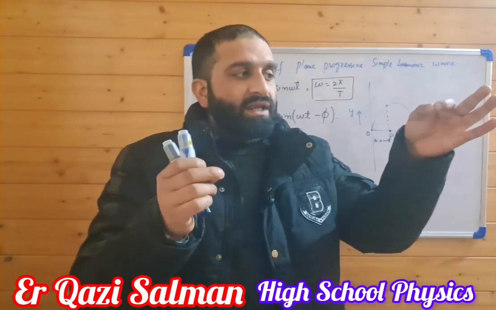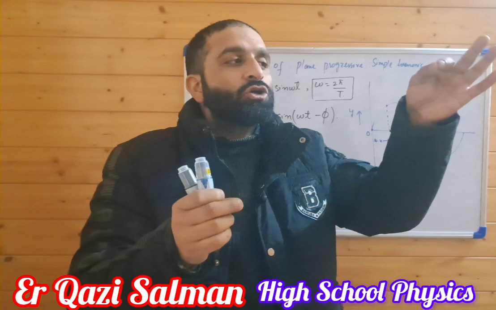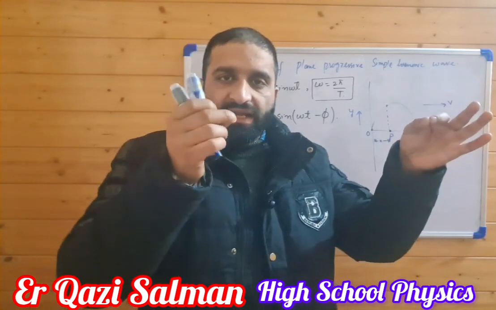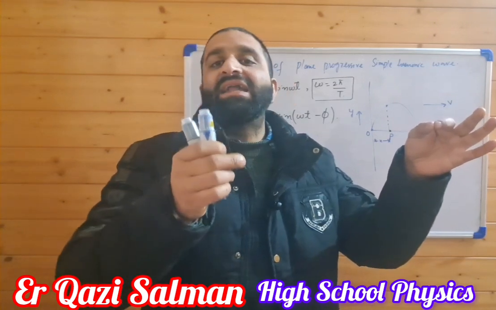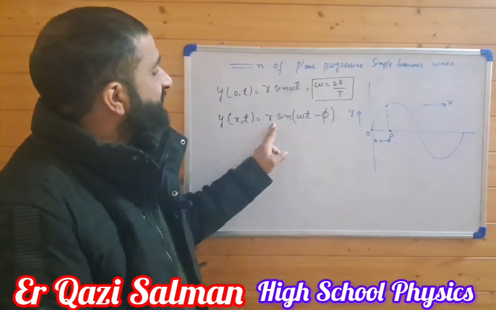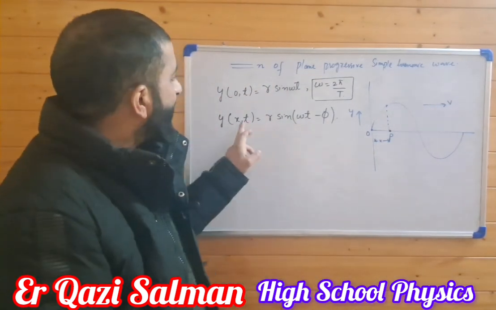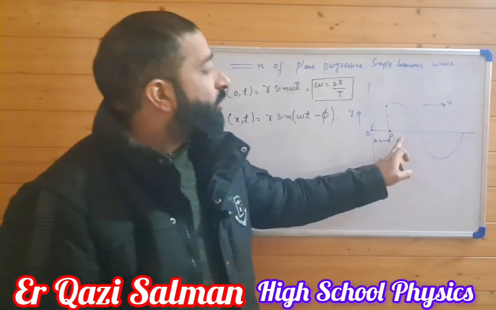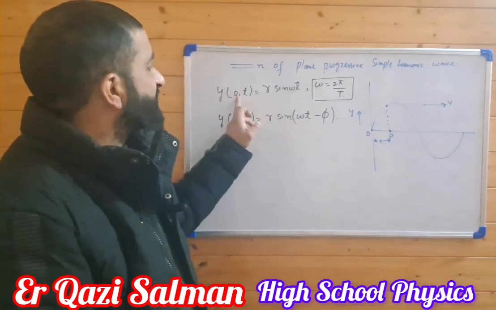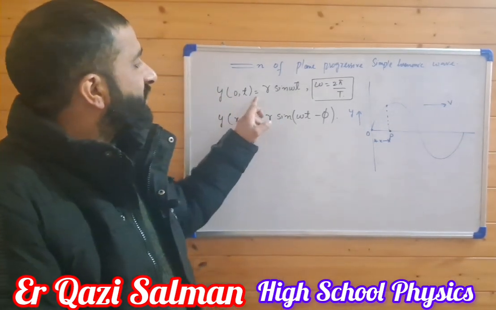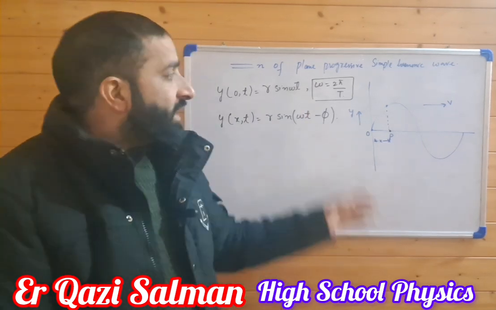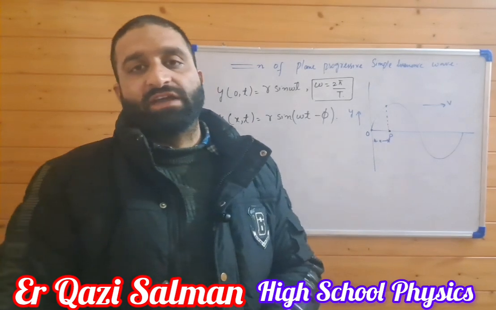Because at this particle the disturbance reaches at a later time, when this particle vibrates, there is a phase lag between this particle and this particle, because this particle is vibrating at an earlier time and this particle is vibrating at a later time. That is why y at x comma t is r sine of omega t minus phi, where x is the displacement of the particle at point P, and at point O the displacement of the particle in the x direction is equal to 0. So y at 0 comma t is r sine omega t, and y at x comma t is equal to r sine of omega t minus phi. Now let us discuss this phase angle.